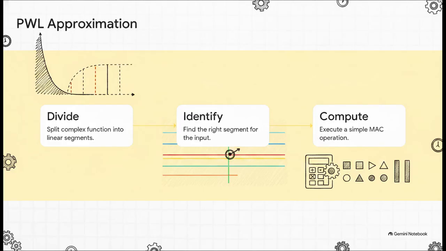Let's walk through exactly how this little trick works. Step 1. The complex function is divided into linear segments, each with its own slope and intercept. Step 2. When an input comes in, the system simply identifies which segment that input falls into. Step 3. It computes a very basic multiply-accumulate, or MAC, operation. This is absolutely genius because it guarantees that no matter how complex the original nonlinear function was, it's always going to take the exact same predictable amount of time and energy to solve.